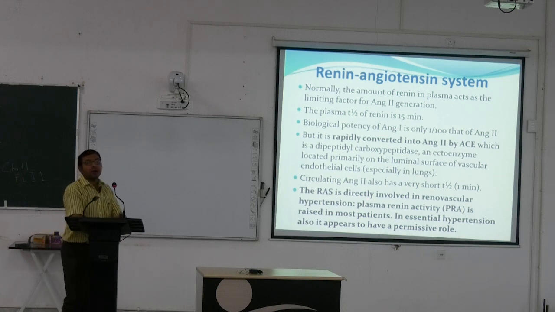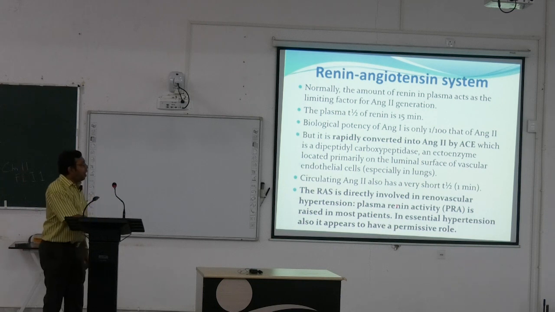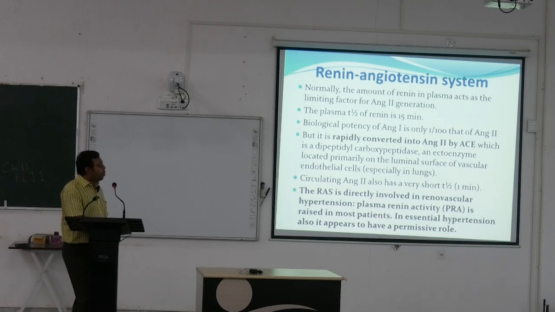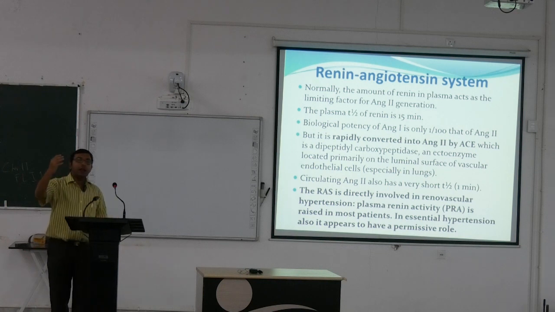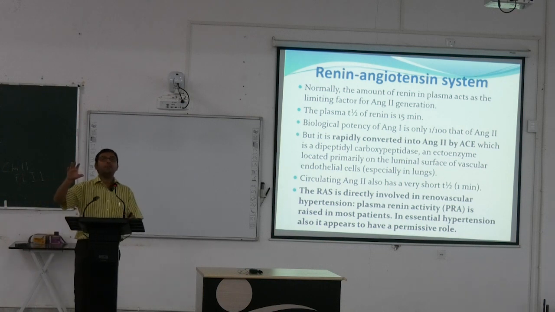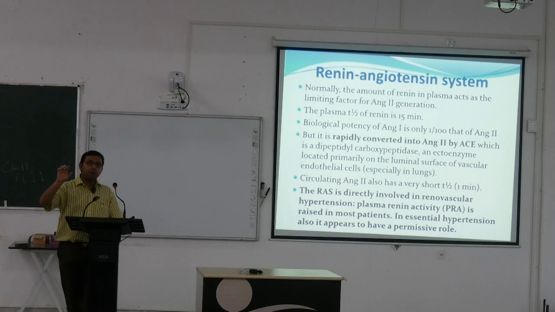That is hypertension that is caused mainly due to changes in the perfusion and activity of the kidney. This is known as renovascular hypertension. Plasma renin activity is raised in most patients. So renin level, plasma renin activity, can be measured. Okay, so this is a measurable value. Plasma renin activity is increased in renovascular hypertension.